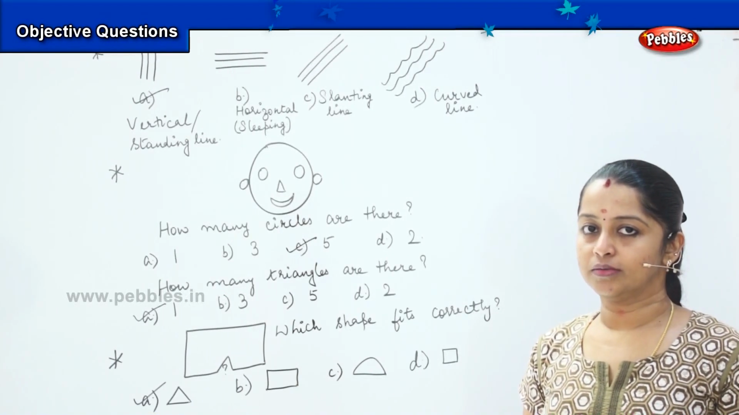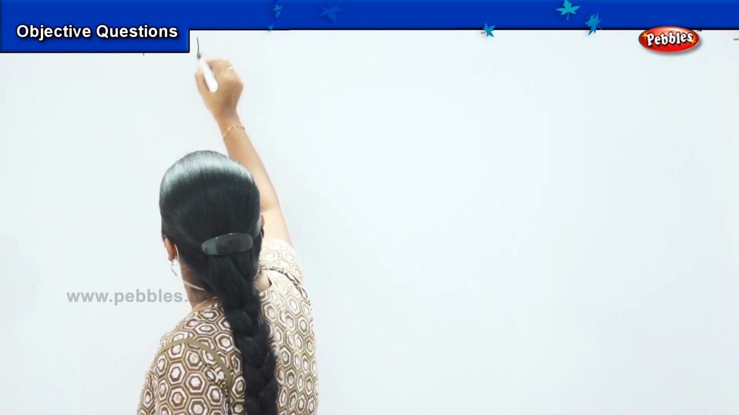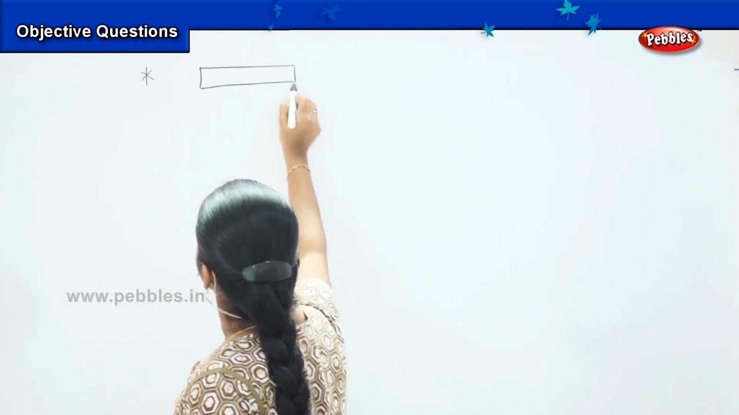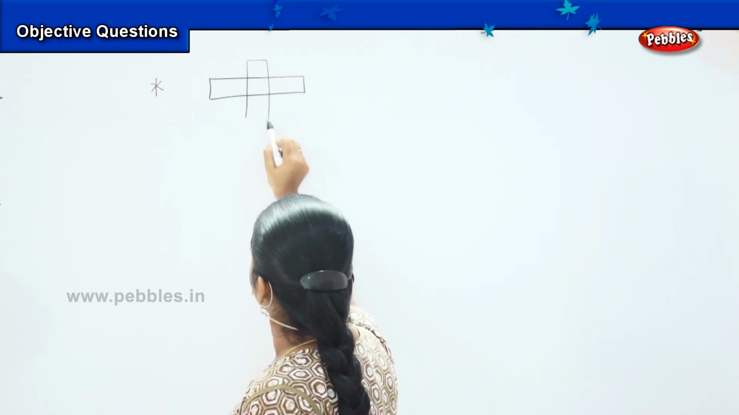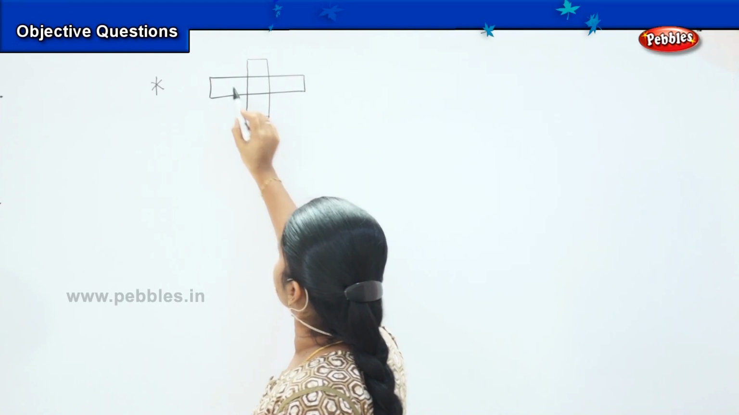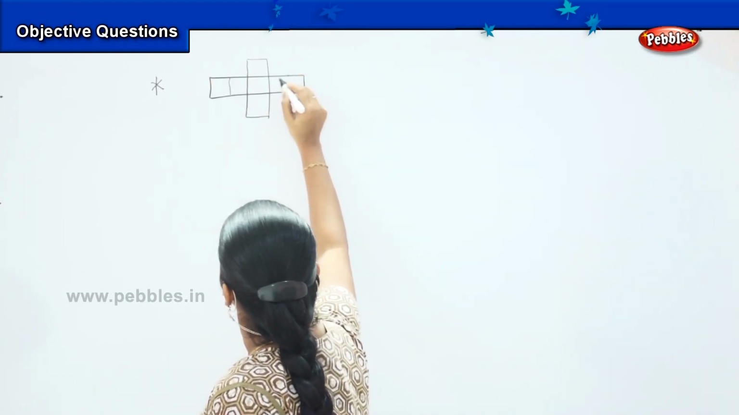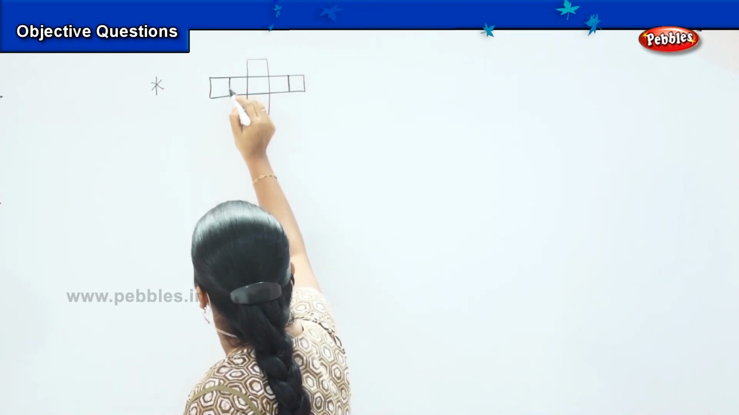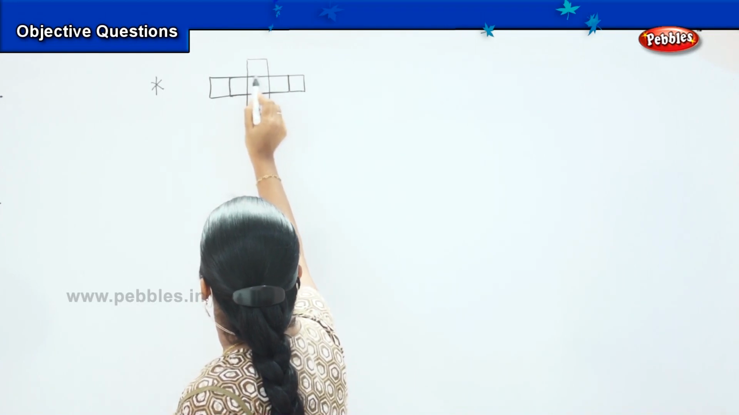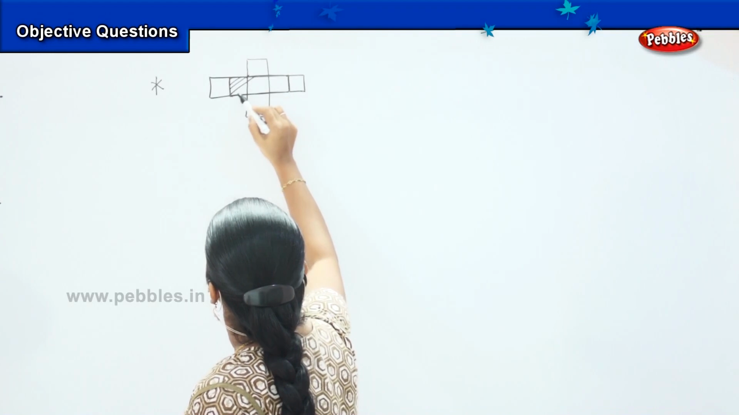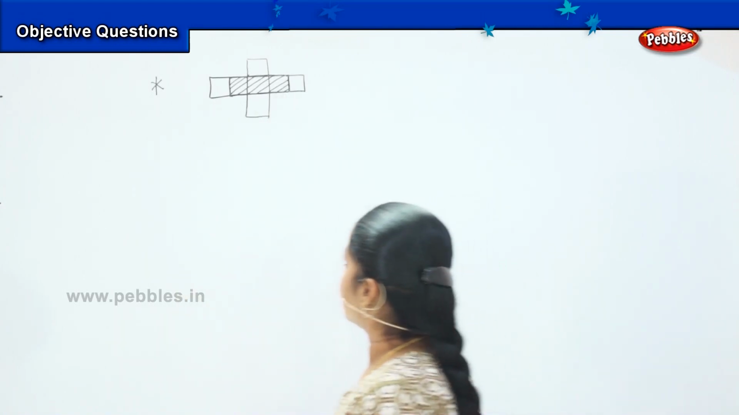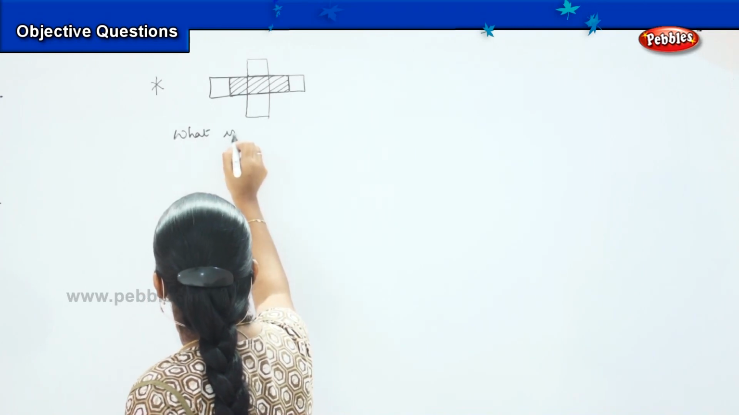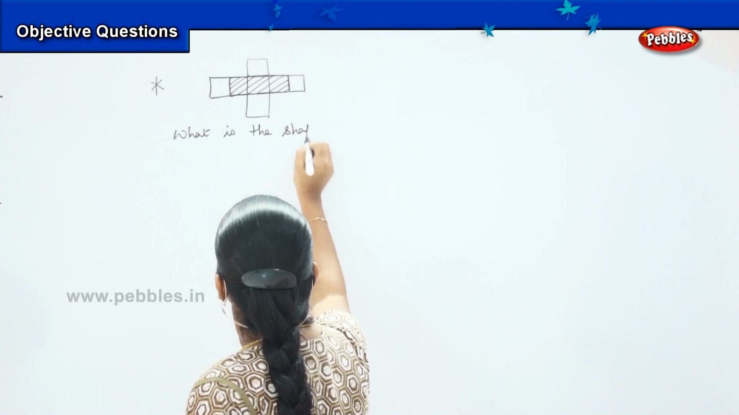Okay. Shall we move on? So here comes my next question. Okay. Now, what shape is this, children? It is a rectangle. Okay. Yes, and I'm going to shade this portion. Now, the question here is, what is the shape of the shaded portion?